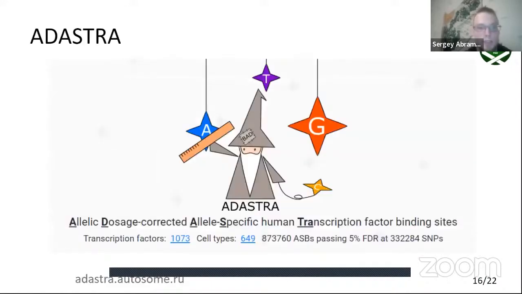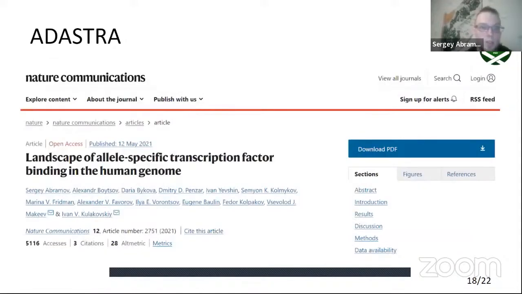The final result is the ADASTra database. The final data is available online as allelic dosage corrected allele-specific human transcription factor binding sites, or just ADASTra. It contains information on almost 900,000 allele-specific binding events in various transcription factors and cell types. These ASBs are enriched with phenotype associations and eQTLs. Also, they are concordant with motif predictions. The corresponding article was already published in May this year.